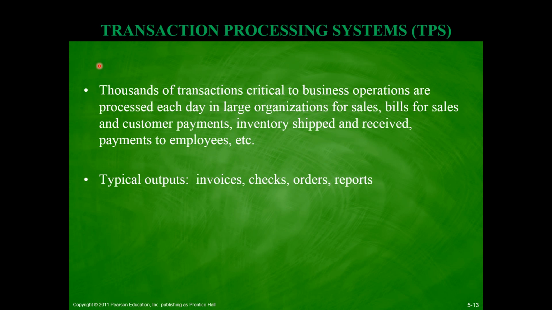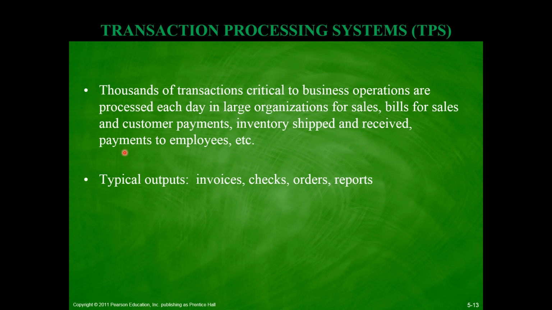Now the first type of enterprise systems that we'll discuss are the so-called transactional processing systems, or TPS. Thousands, sometimes millions of transactions critical to business operations are processed each day in large organizations. Those transactions can be related to sales, bills for sales and customer payments, inventory shipped and received, payments to employees and so forth. So literally some organizations process millions of transactions per day.